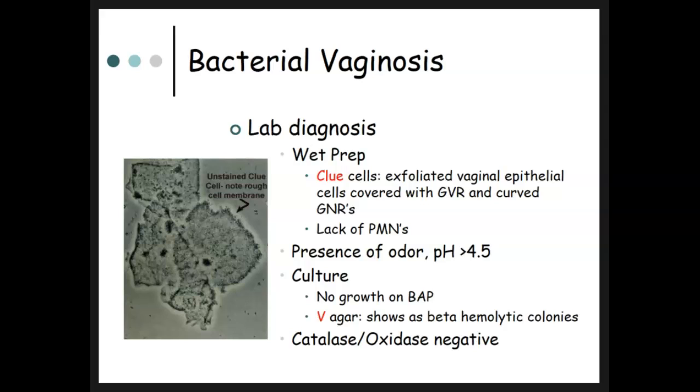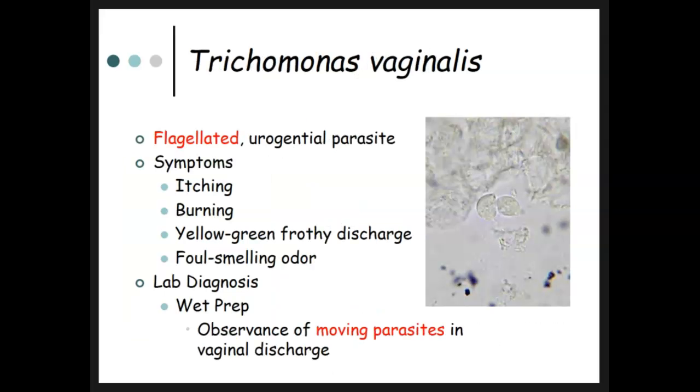Now, what I've seen in the lab is there may be some growth on blood agar, but these are very tiny colonies. We will also see Trichomonas vaginalis on a wet prep in the micro lab. We are looking for flagellated urogenital parasites. The patient's symptoms are itching, burning, yellow-green frothy discharge, and a foul-smelling odor. And again, we will be diagnosing this in the lab by the use of a wet prep.